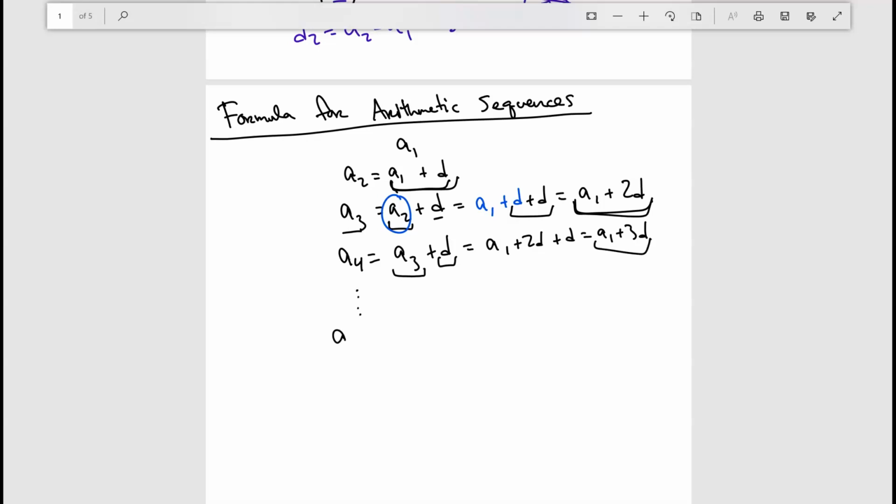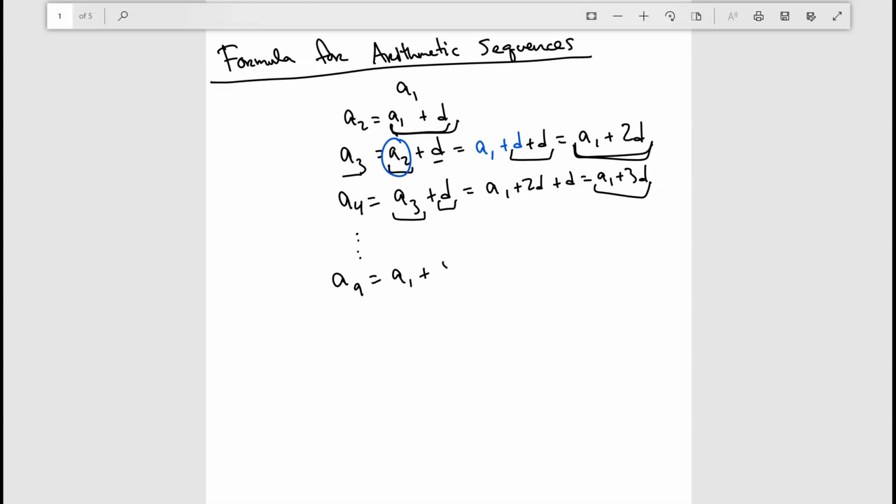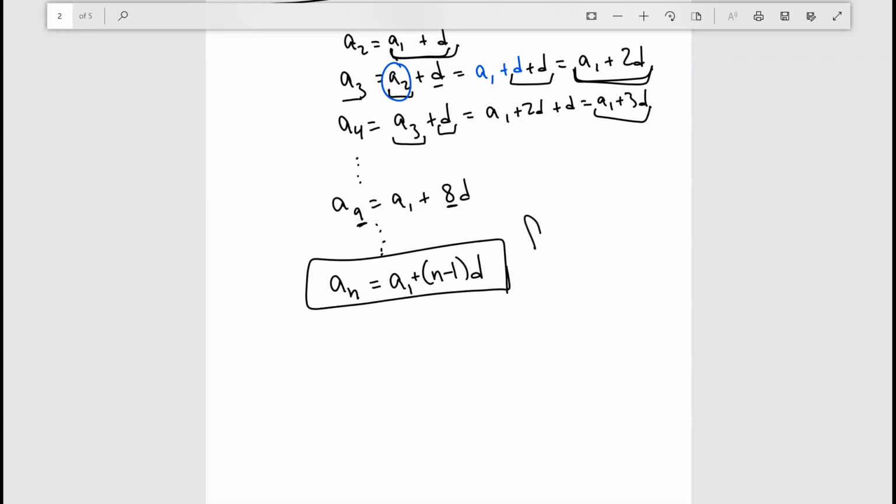Can you try to guess what A9 is going to be? Well, this is going to be A1 plus 8D. So as you can tell, this number is always going to be one number below. So as I continue this on to many different terms, I can say that AN is going to be equal to A1 plus n minus 1 times D. This is the formula for arithmetic sequences. So this is a formula that we're going to use to try to figure out different terms.